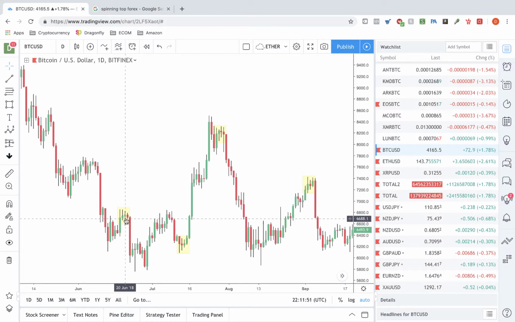You see the spinning tops and the dojis. I think there's 4 of them, 3 of them here. So you would enter the trade, and the bottom drops out here. On a leverage trade, from 6,700 all the way down to 5,800 is a huge, huge trade. Most of it I would have got out right after the spike candle here.